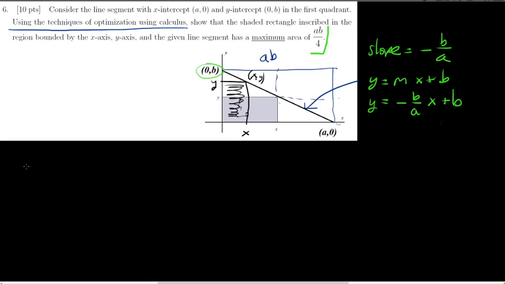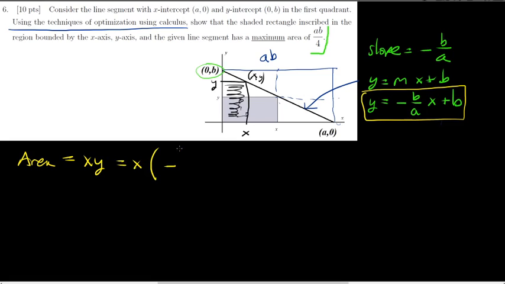Now we want to find the area of the rectangle. The area is just x times y. But again, that's a function of two variables, x and y. That's our primary equation. This is the secondary equation. You just replace y with negative b over a times x plus b, right? Just plug that in for y here, same y as this, right?